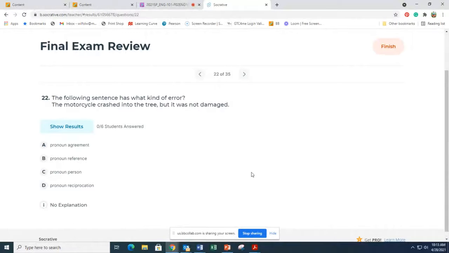Oh yeah, we're definitely in grammar town. Okay, the following sentence has what kind of error? The motorcycle crashed into the tree, but it was not damaged. So what kind of error is happening here?